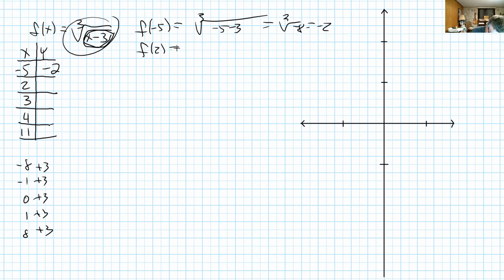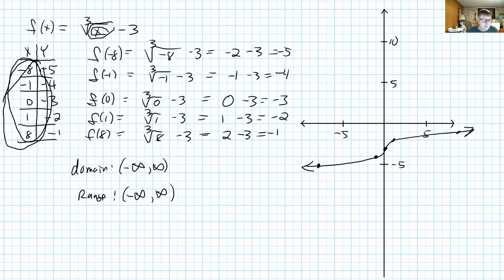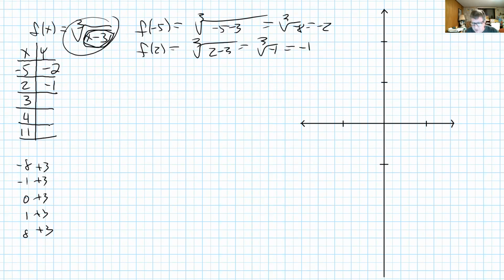F of 2 is the cube root of 2 minus 3, which is the cube root of -1, which is -1. So see how I'm getting the same y values. Oh, wrong one. Well, okay, because this had a -3, so forget that. Forget that thing I was going to say.